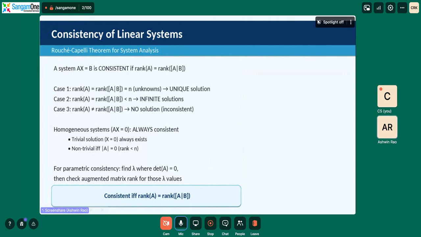The consistency of the linear system. This is the Rouché-Capelli theorem for system analysis. It represents that a system AX equal to B is consistent if rank A is equal to rank of the augmented matrix AB. These should be equal. When it's equal to the number of n unknowns, there is a unique solution. When rank A is equal to rank AB but less than n, there are infinite solutions. And in case 3, when they are not equal, there is no solution.